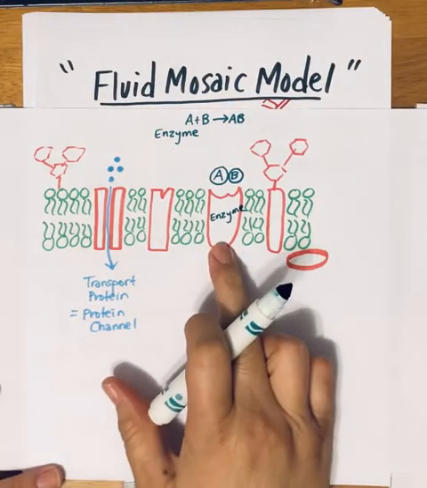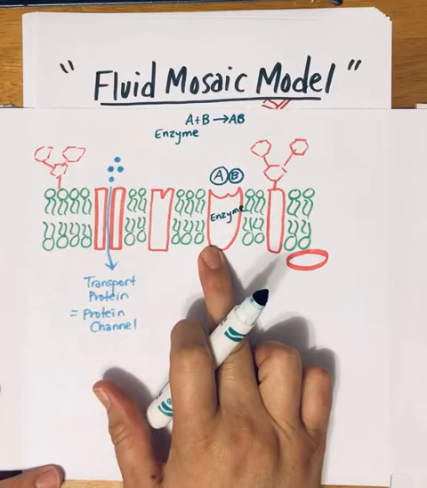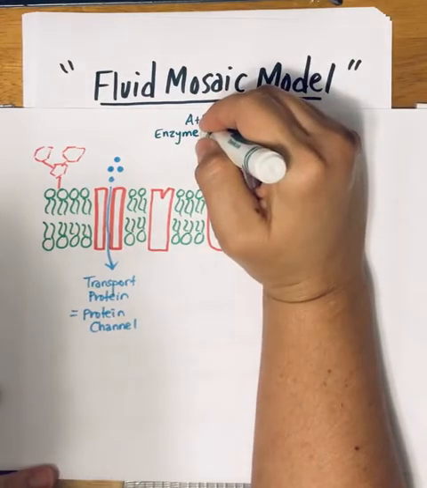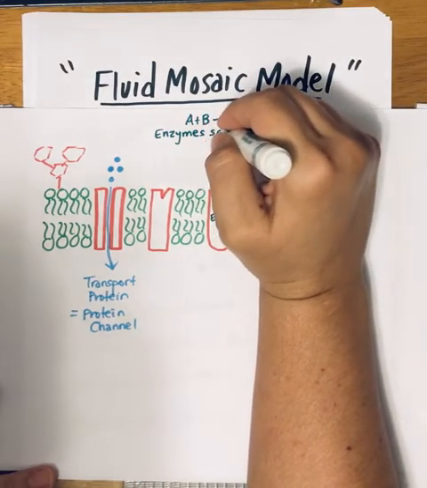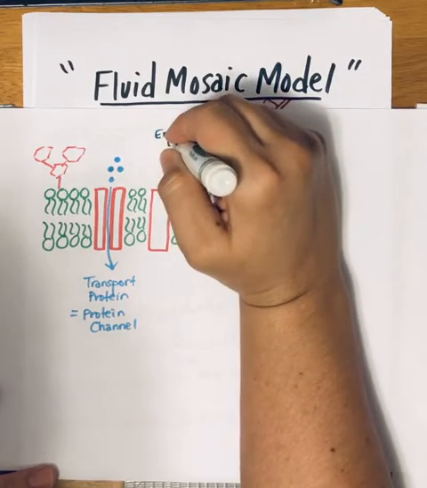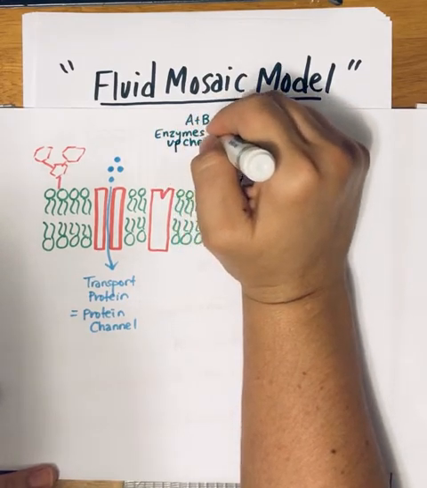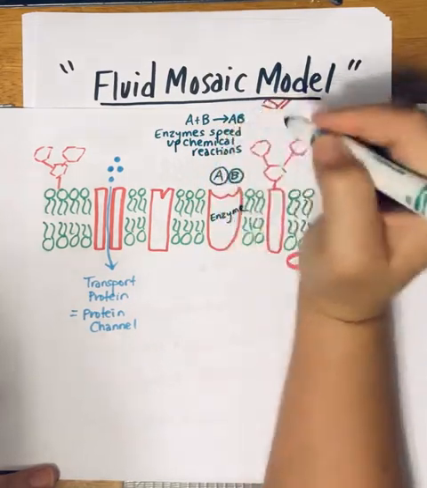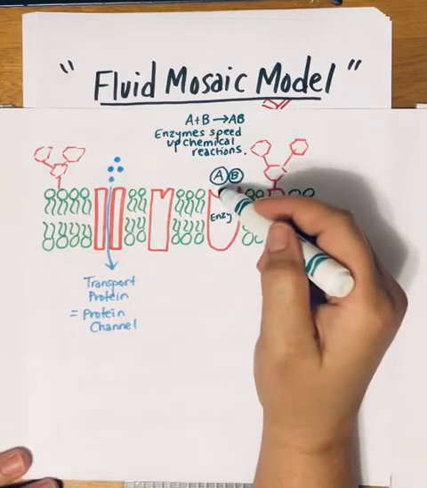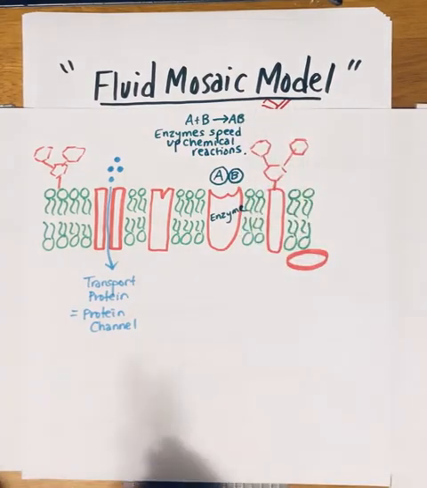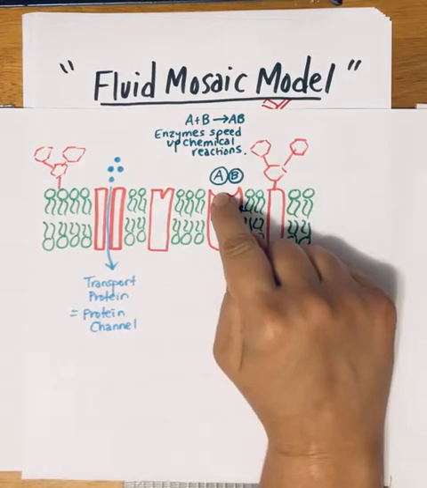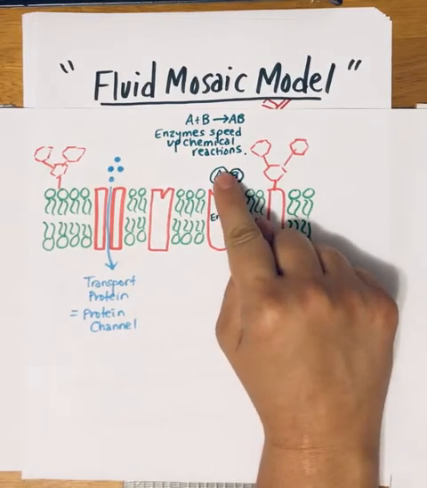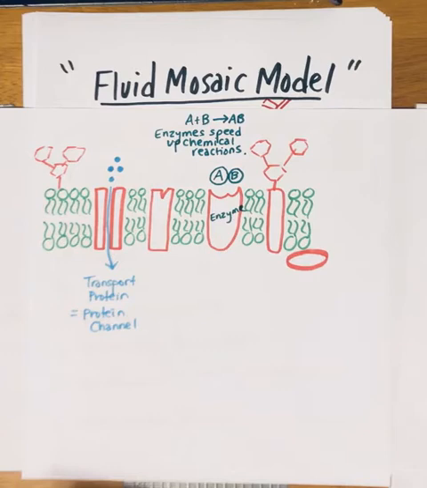Enzymes are proteins. You can see it's an integral protein. These are going to speed up chemical reactions. Now, the way it's going to do that is A and B have to bind to the enzyme in order to make AB. So they'll bind here and here. These are called substrates, and this is the active site. So that's an enzyme.